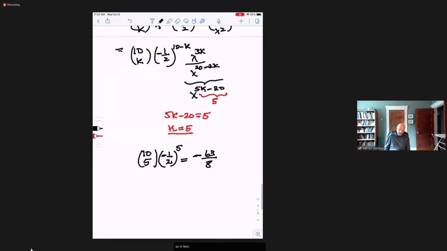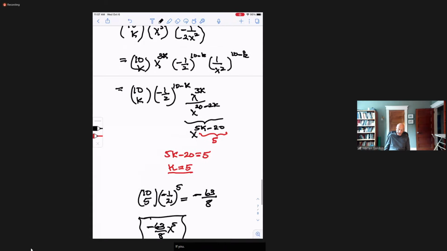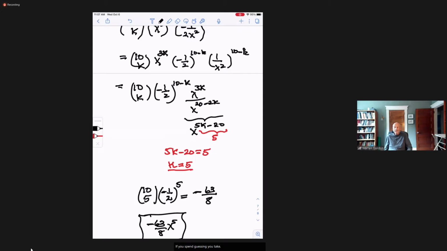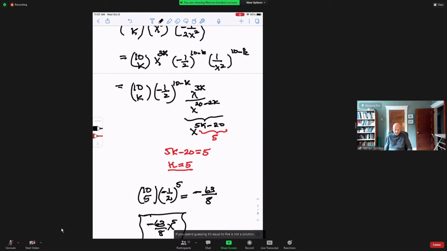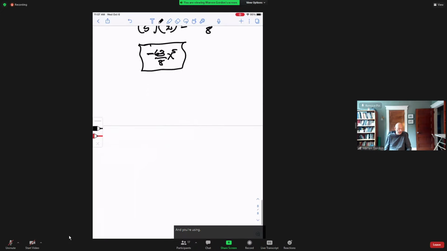So in fact, the term in the expansion that I wanted, the answer was minus 63 over 8, x to the 5th. That would have been the actual term in the expansion if you expand it. Guessing it's equal to 5 is not a solution. And using Pascal's triangle is not a solution.